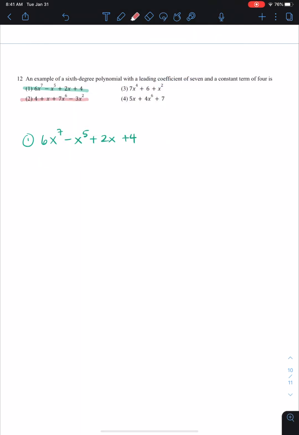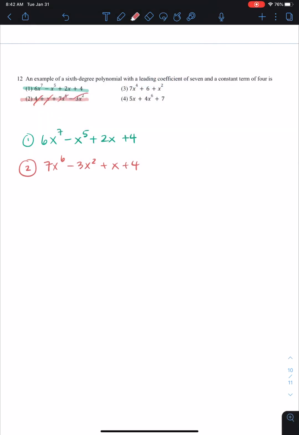Okay, let's take option 2 and put it in standard form. So our highest exponent would be 6. So we're going to put 7x to the 6th power. Minus 3x squared, that's our next biggest leading term. Our next term would be just plus x, and then our constant would be 4.